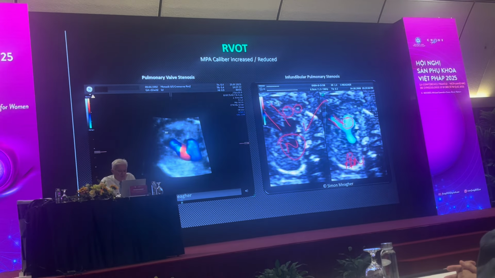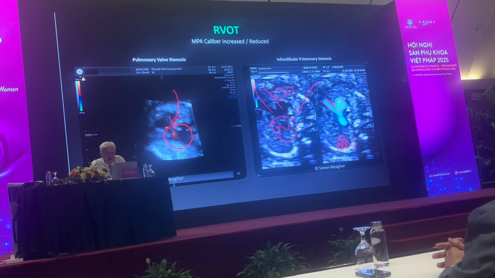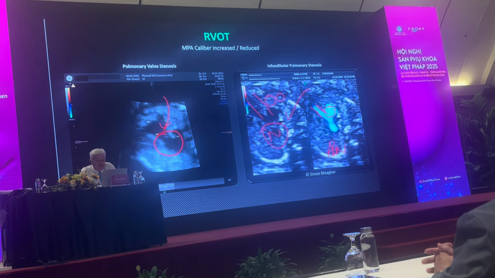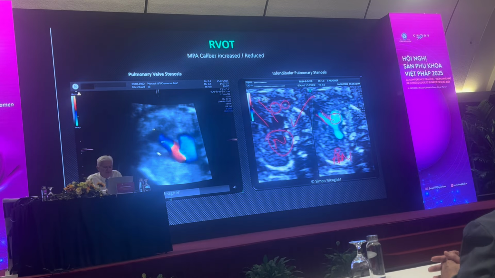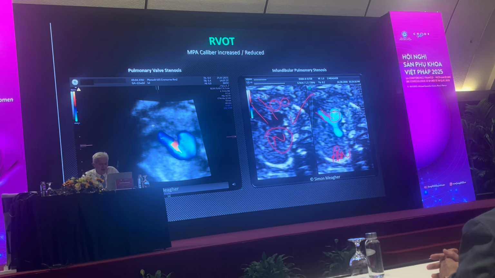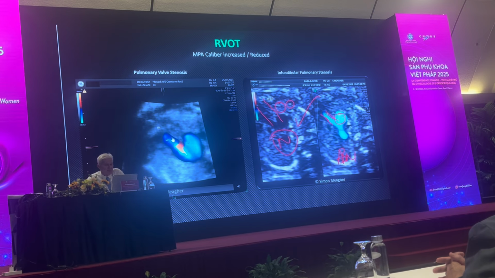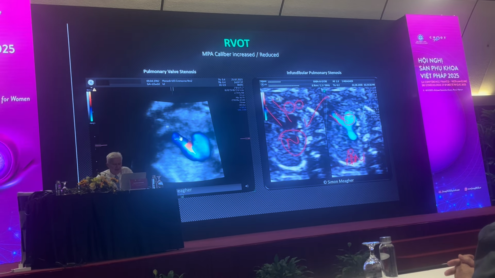In this baby, when you look at the pulmonary valve, you see this turbulent flow distal to the pulmonary valve. This is a baby with pulmonary valve stenosis. In most babies with pulmonary valve stenosis, the diagnosis is missed because you do not look carefully at the pulmonary valve with the correct Doppler settings.